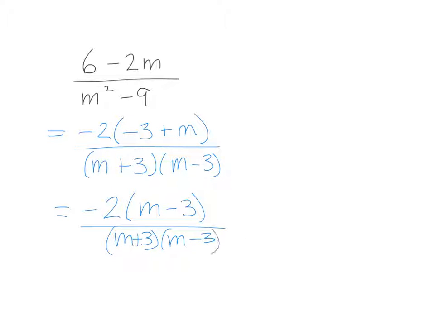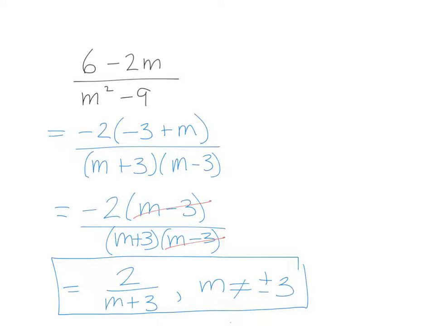What's the common factor? M minus 3, because it's there in the numerator and the denominator. That's what I'll divide by. I'm left with my final answer of 2 over m plus 3, but I need a non-permissible value. M cannot equal -3. Yeah, and what else? 3. So positive or -3, I'll just write it like that.